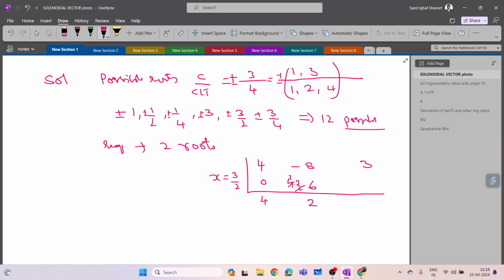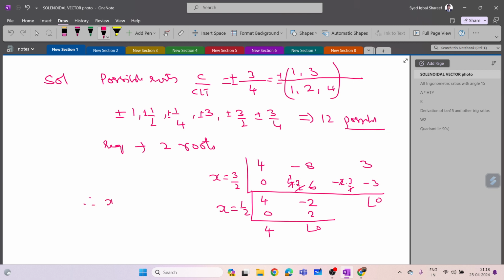Now this thing, 2 times 3 by 2, 2 is getting cancelled and this is minus 2. So this will be minus 3. Plus 3 minus 3 it is 0. Now I am getting 4. So I want to take x equal to 1 by 2. 1 by 2 times 2 is 2, plus 2 minus 2 is 0.